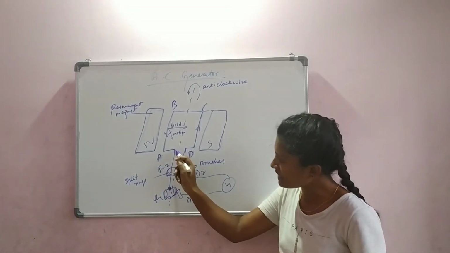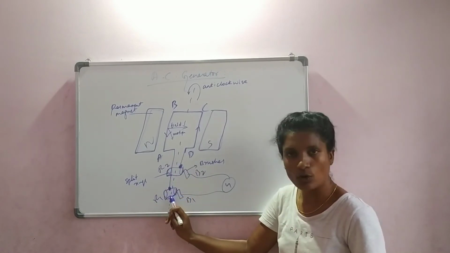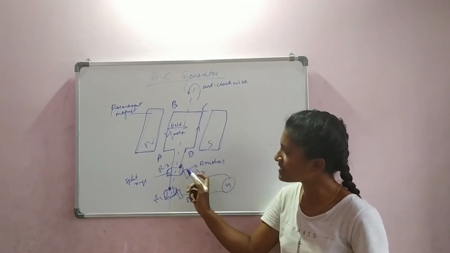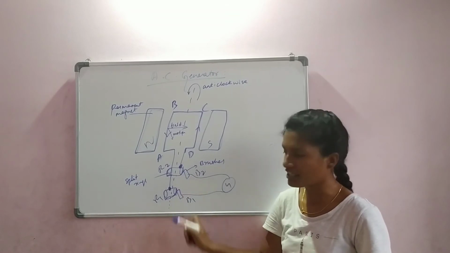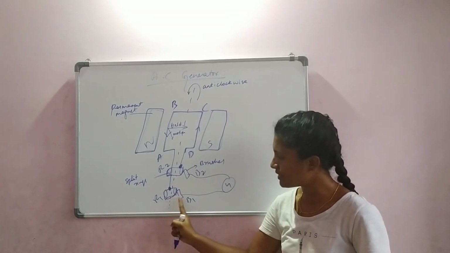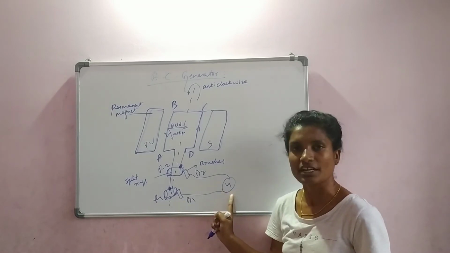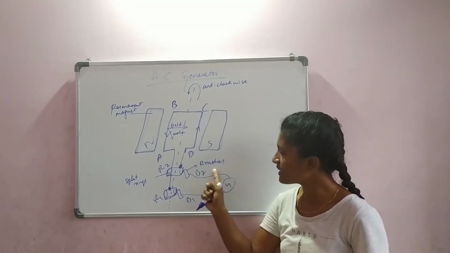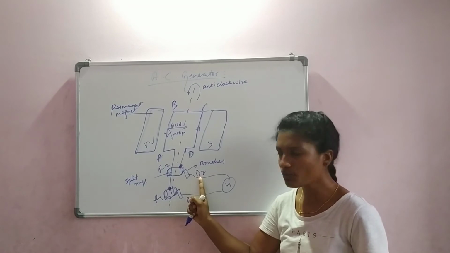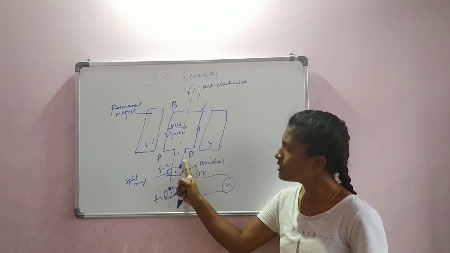If you see, the A connection is coming from ring 1, whereas the D connection is coming to ring 2, which is not continued here. And then ring 1 is connected to a brush B1, and brush B1 is connected to a galvanometer. Then again the galvanometer is connected to brush B2 and ring 2, then it goes.